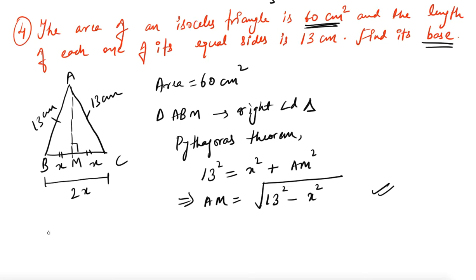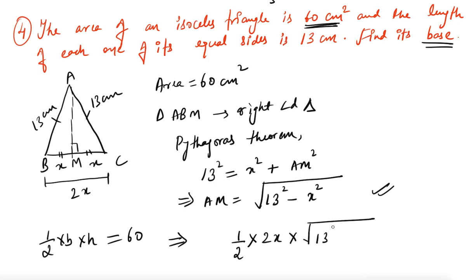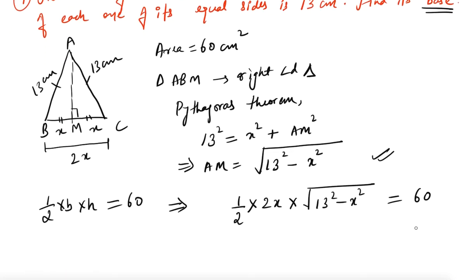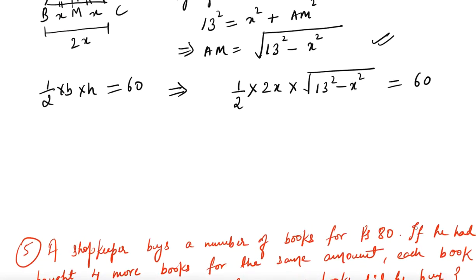Now you know that area is given as half into base into height, and which is equal to 60. I will substitute the values. I'll get half into base is 2x and height is under root of 13 square minus x square, and this value is equal to 60. Now see, after solving this 2 and 2 got cancelled, so I have x into under root of 13 square minus x square is equal to 60.